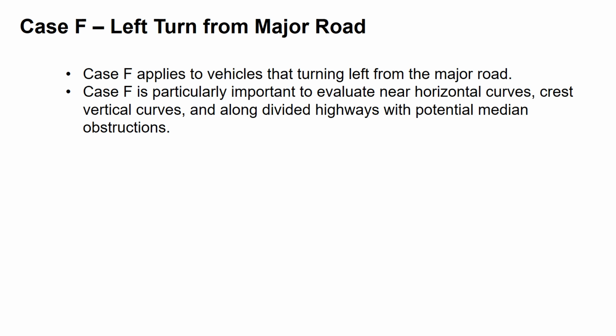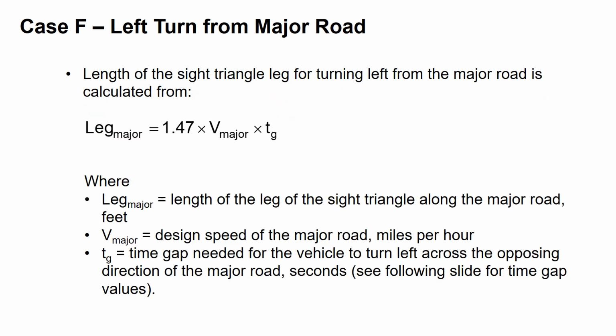And then case F, this is the left turn from the major road. So this is a vehicle on the major road turning left off of the major road and onto a minor road. And this is particularly important for horizontal curves, crest vertical curves, and where there are medians, that divided highways that may have median obstructions that we need to account for in our sight distance. So we've got our same equation for a left turn from a major road, 1.47 times the design speed of the major road times our time gap.